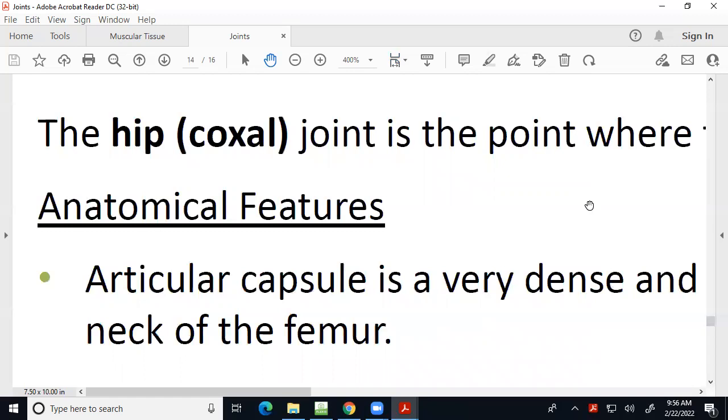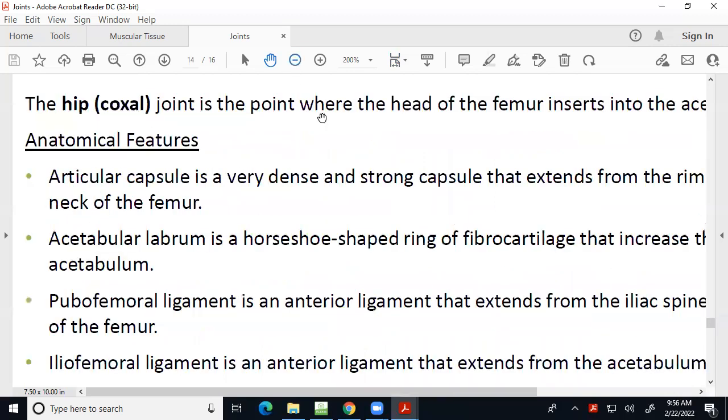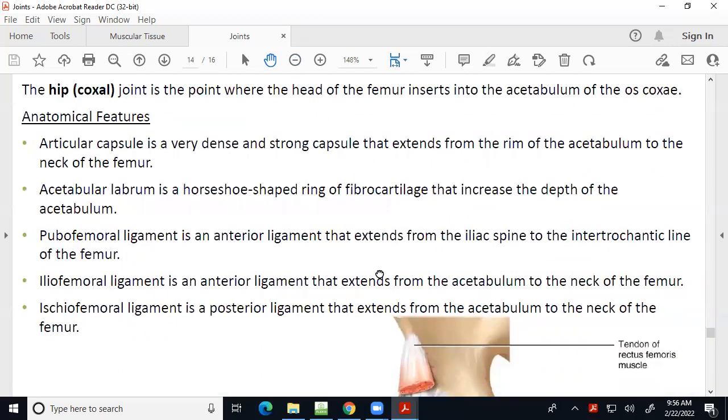upper body. Moving down to the lower half of our body, we'll start with our hips, or what we call the coxal joints. Another one of those ball and socket joints where the head of the femur sits into the very deep socket of the hip bones, what we call the acetabulum.